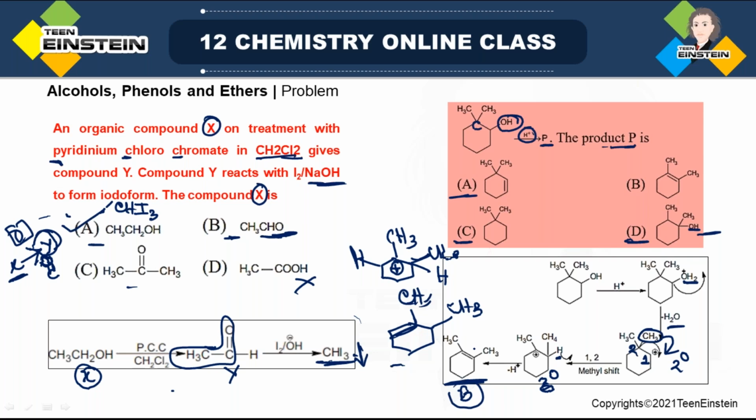There are a total of 4 substituents: 2 methyl groups and these two sides of the ring. So obviously the B alkene is more stable. That is why the hydrogen on the right hand side, this one, will be removed, not the other one. The other one may also be removed, but that will give a minor product. You have to write the major one. So option B is the correct option.